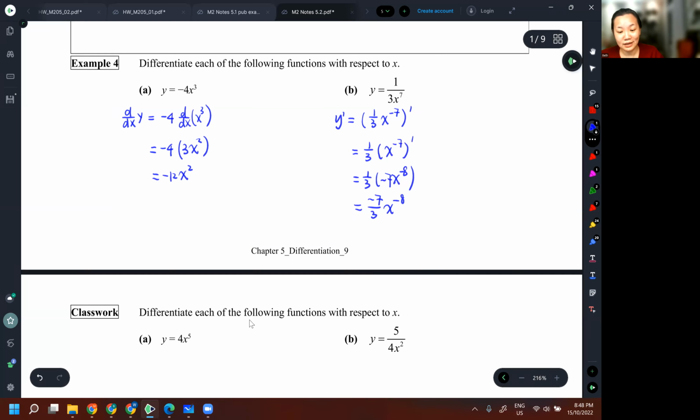Now you do that. You turn on your camera and then you do that, and you raise your hand when you're done.